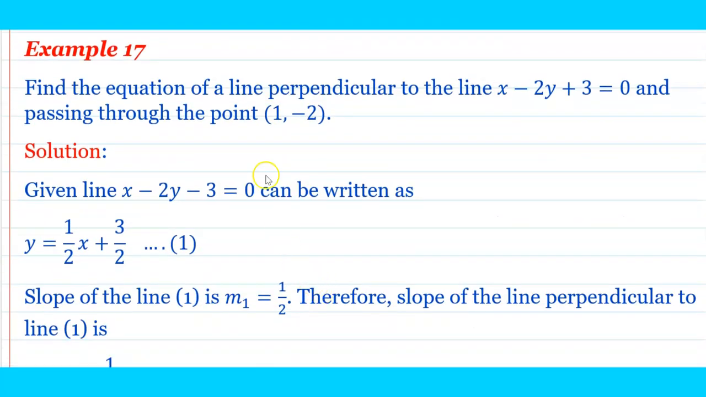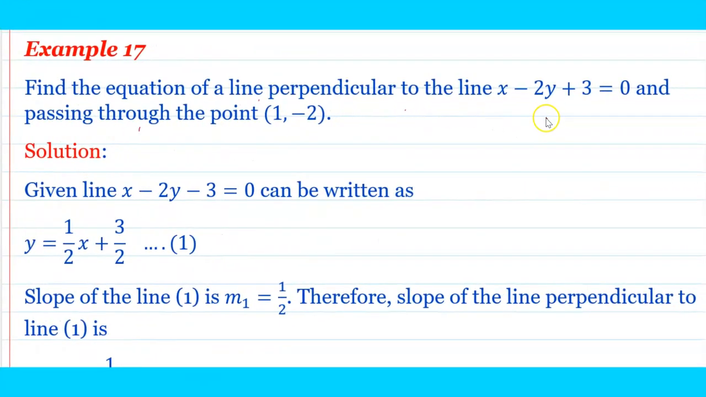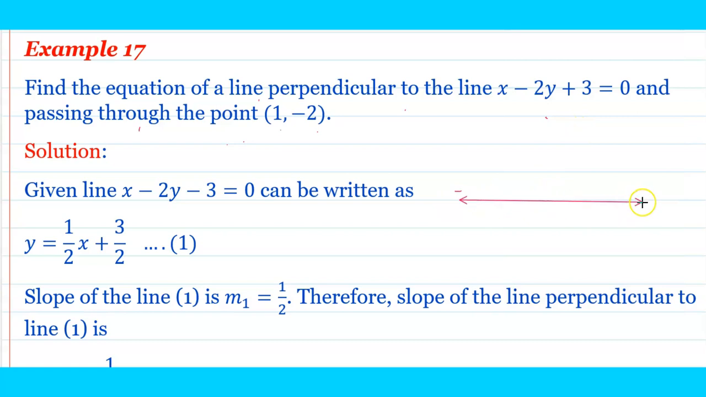Now the next example, number 17. Find the equation of a line perpendicular to this line, and that line passes through 1, minus 2. Okay, now we have the line. Suppose that this is the given line. I draw the picture of this line. This is the given line. Its equation is x minus 2y plus 3. Okay, find the equation of a line perpendicular to this line, and that line passes through the point 1, minus 2.